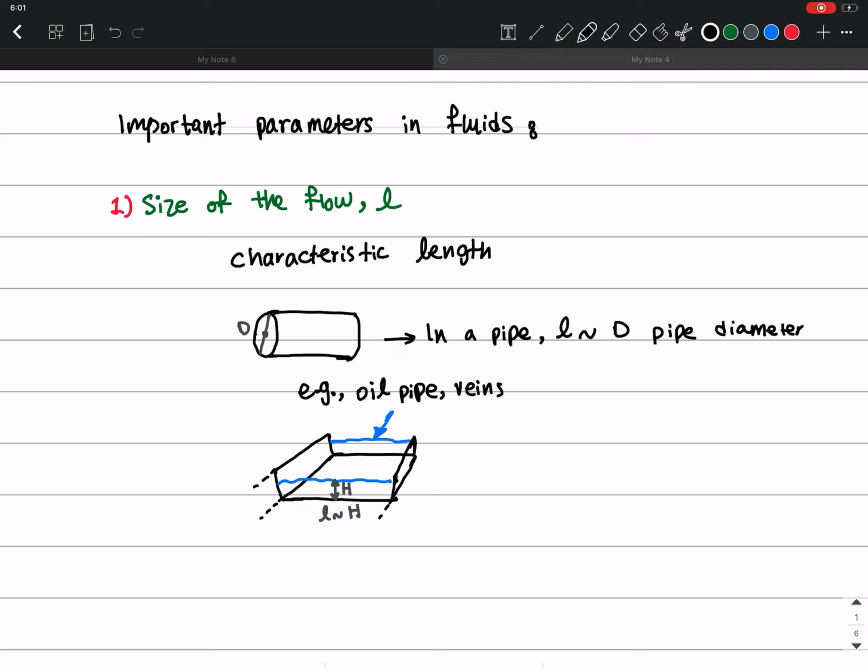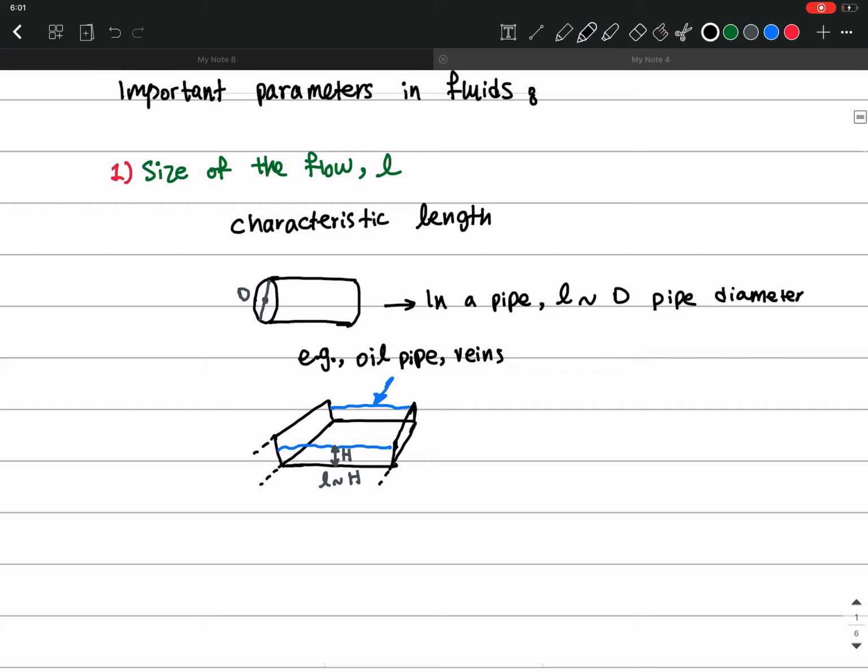We will go through more details later when we discuss the important parameters, for example in hydraulic engineering in the second section of the course. This depth of the flow will be very important. In pipe flows, the diameter is very important, and in any type of flow, the size of the flow is a very important parameter that we take into consideration. The second important parameter in flows and fluids is the speed of the flow.